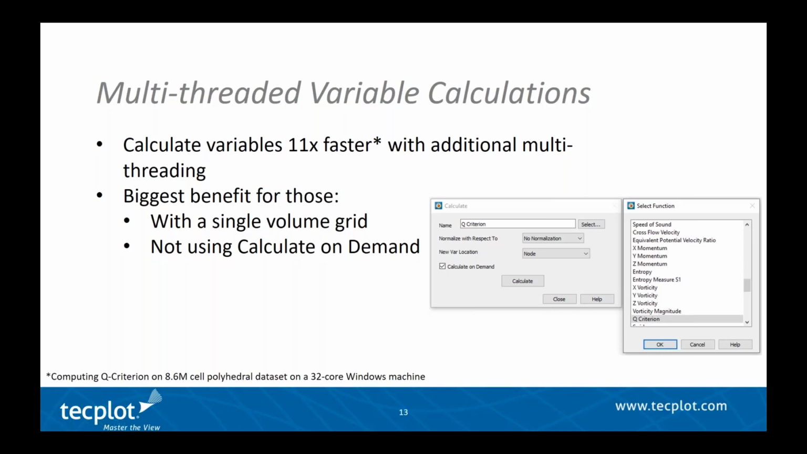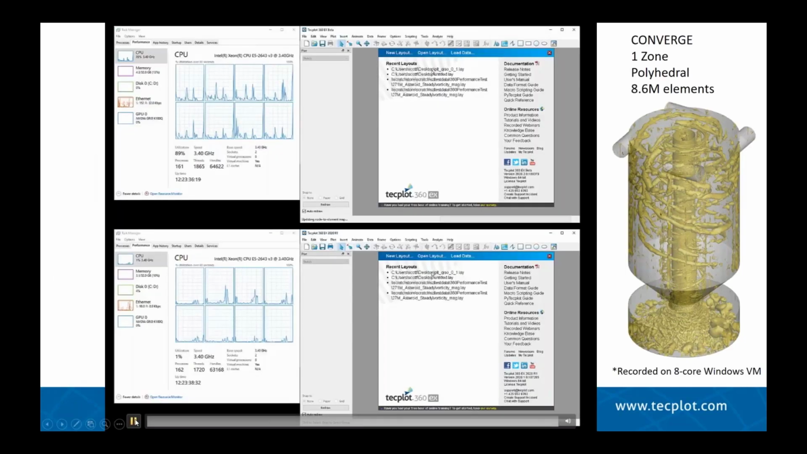And so what do I mean by that? Well, in previous versions of Tecplot 360, we were multi-threaded only when you had Calculate on Demand on and only if you had multiple zones. We would thread over zones, but not within a zone. So if you're in the situation where you weren't using Calculate on Demand for some reason, or you had just a single volume grid, you're going to get a big boost in performance, as you can see in this number, up to 11 times faster. Now that was done on a 32-core Windows machine, computing Q criterion with a data set that was 8.6 million polyhedrals. So let's just show this video as a demonstration.